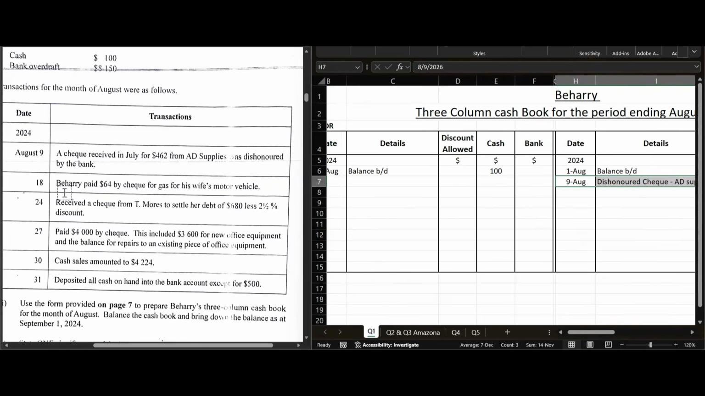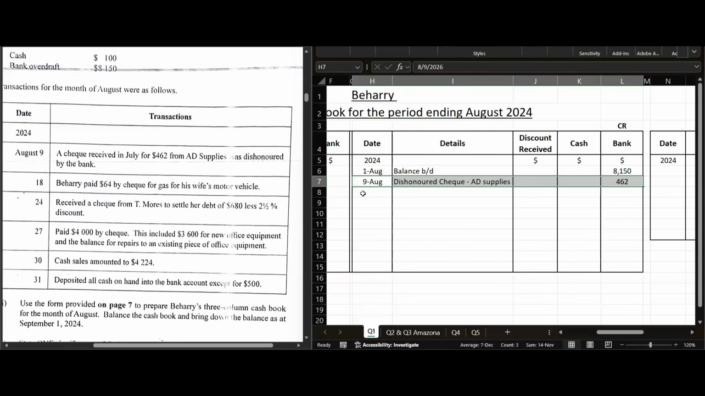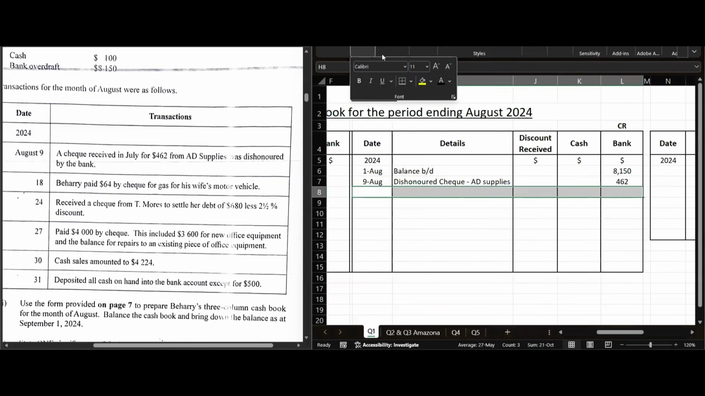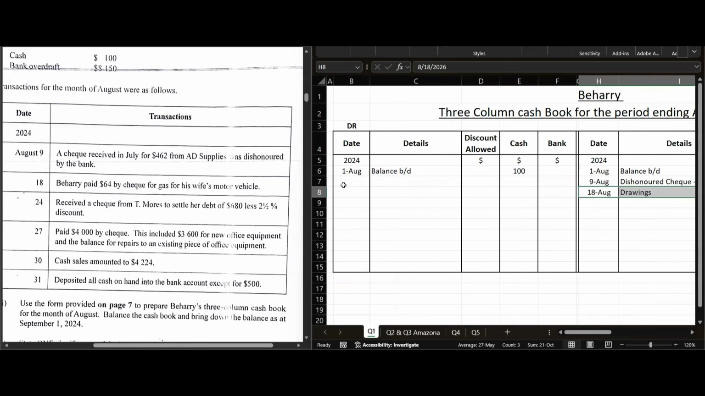Now on the 18th, Bihari paid $64 by check for gas for his wife's motor vehicle. This is money coming out of the bank account. This is a personal expense, therefore we're going to treat this as drawings, credit side. On August 24th, received a check from Timors to settle her debt of $860 less 2.5% discount. Okay, great. So that is money coming in. Therefore, that's going to go on the debit side of our cash book, Timors.